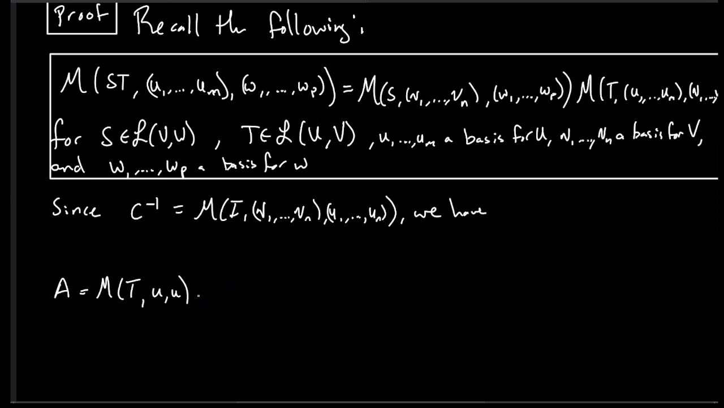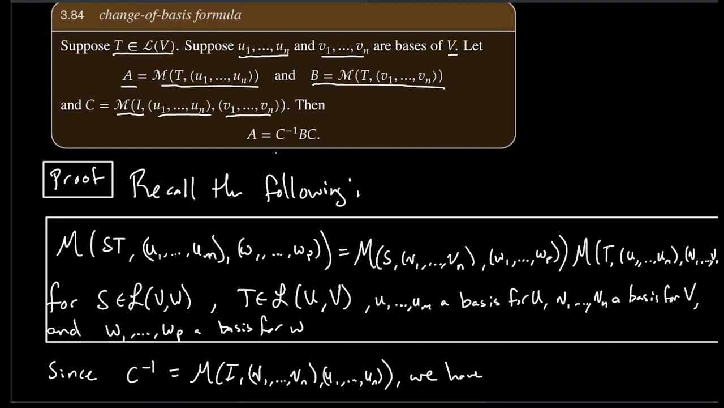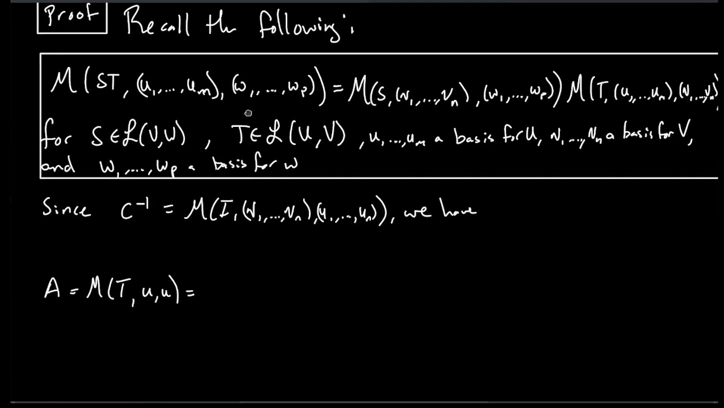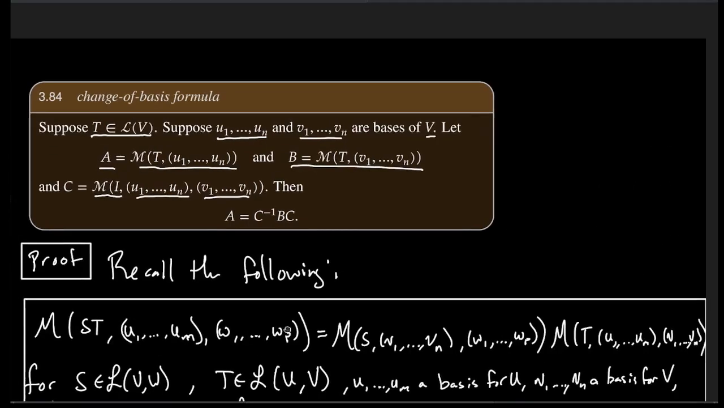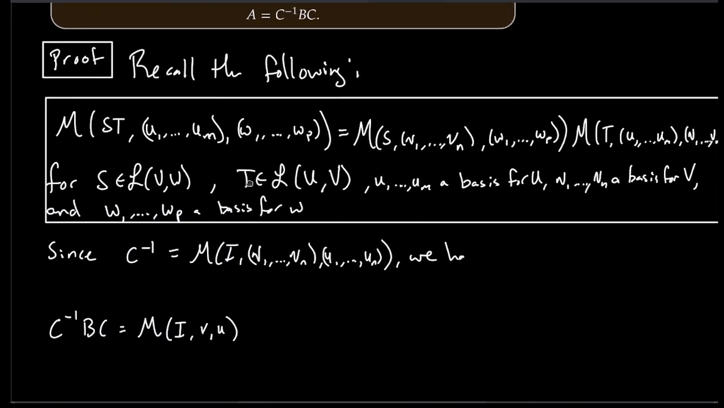So here's the claim. What we want to say is that this is equal to C inverse BC. Now all we have to do is basically plug and chug. Let me write this as follows. C inverse BC is equal to the matrix of the identity, VU. Then the matrix B, which is the matrix of T with respect to the bases V.